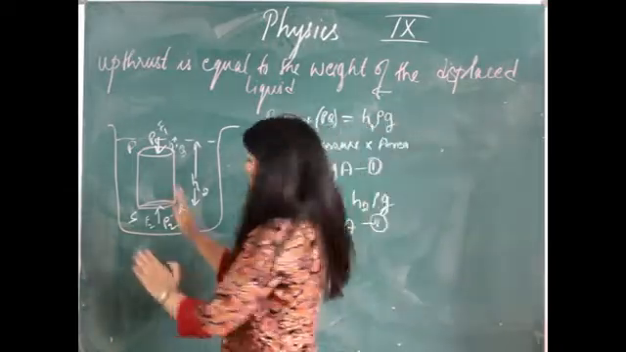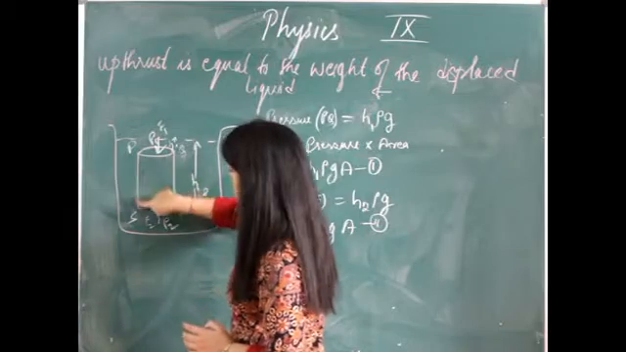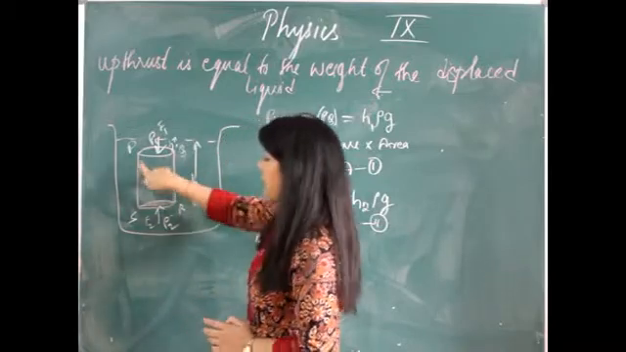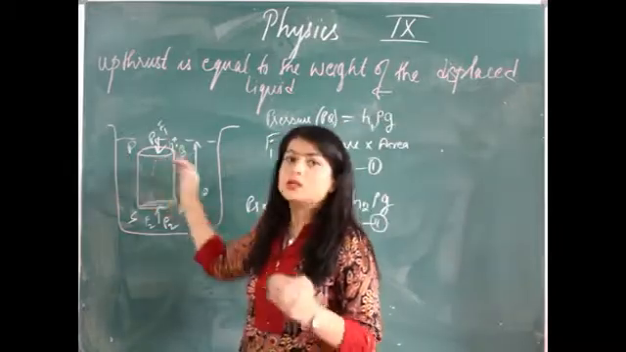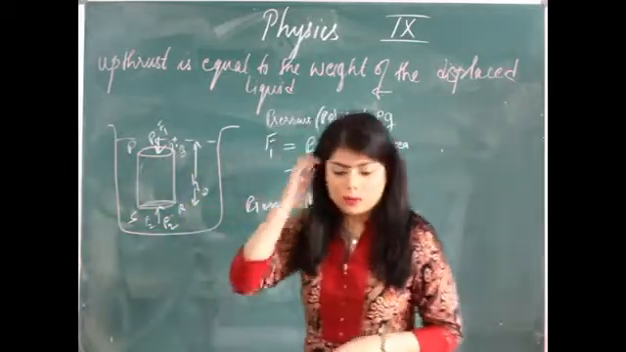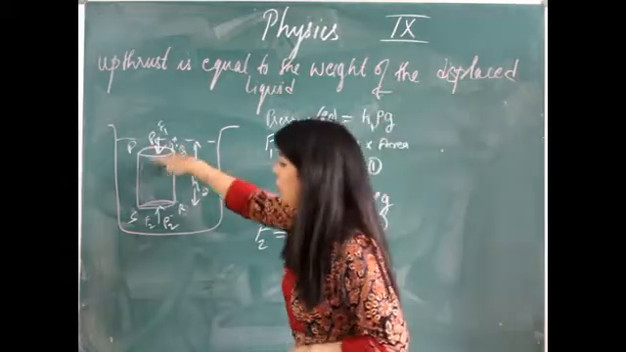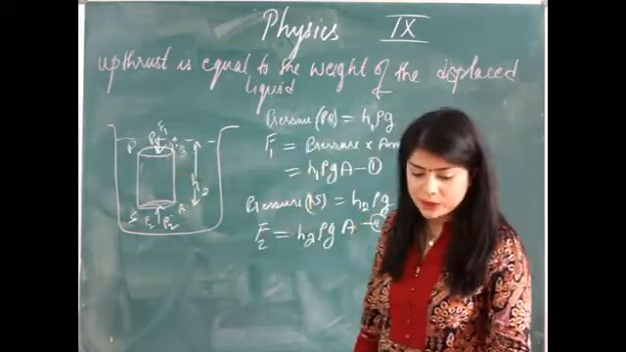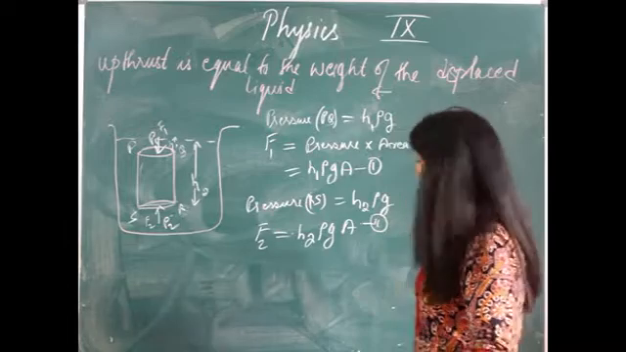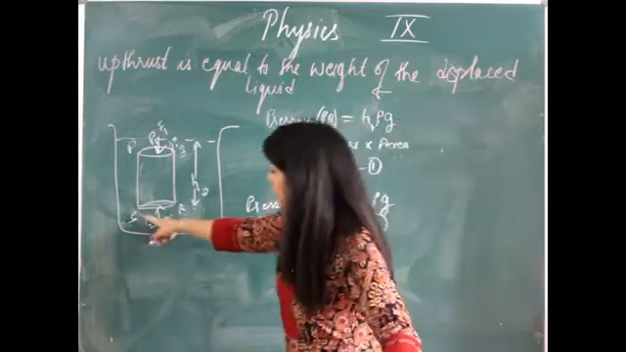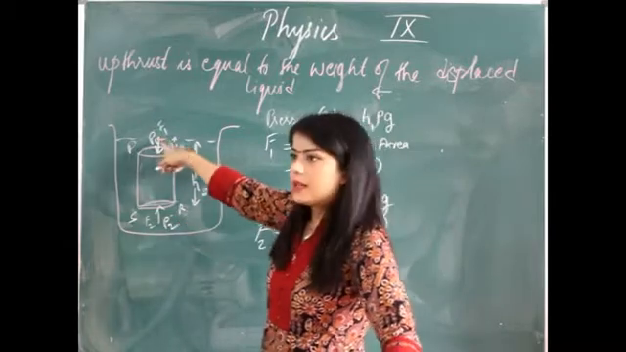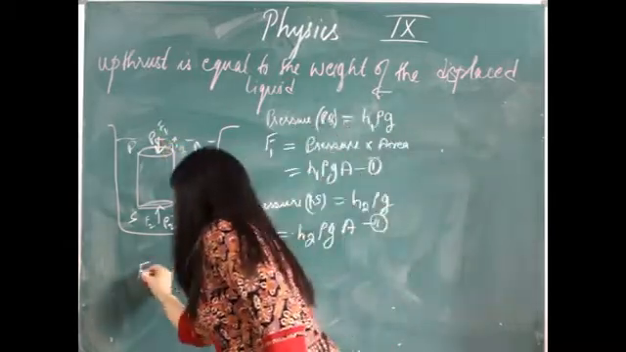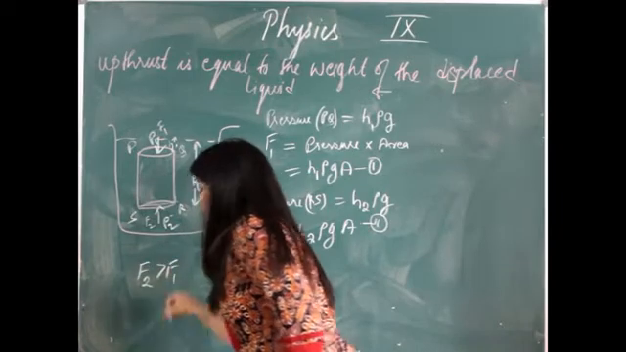Now it is said that at this horizontal line, at this side and this side, the pressure at each and every point is equal, so both the pressures get cancelled out. So we are only considering the pressure at the upper and the lower surface. Now we know that over here the pressure at the height H2 is more than the pressure at height H1. So automatically F2 is greater than F1.